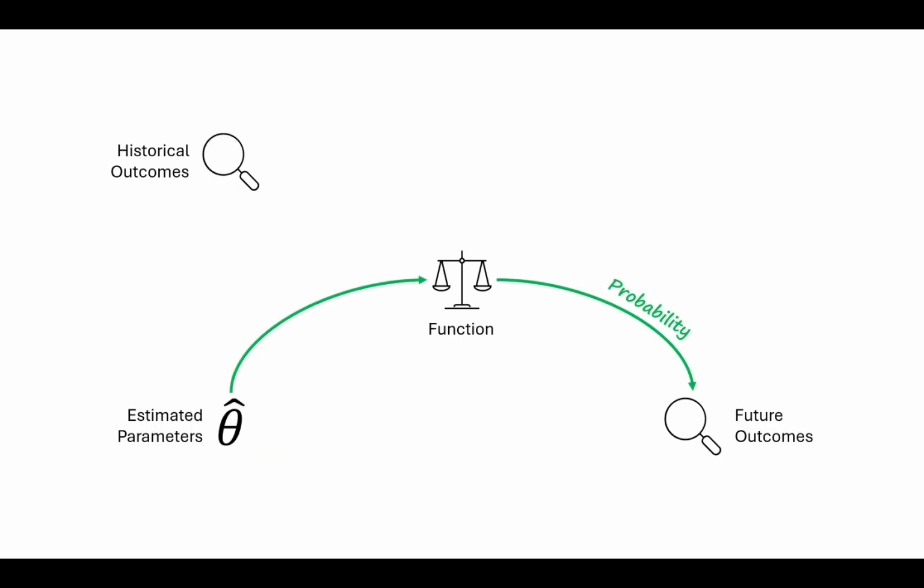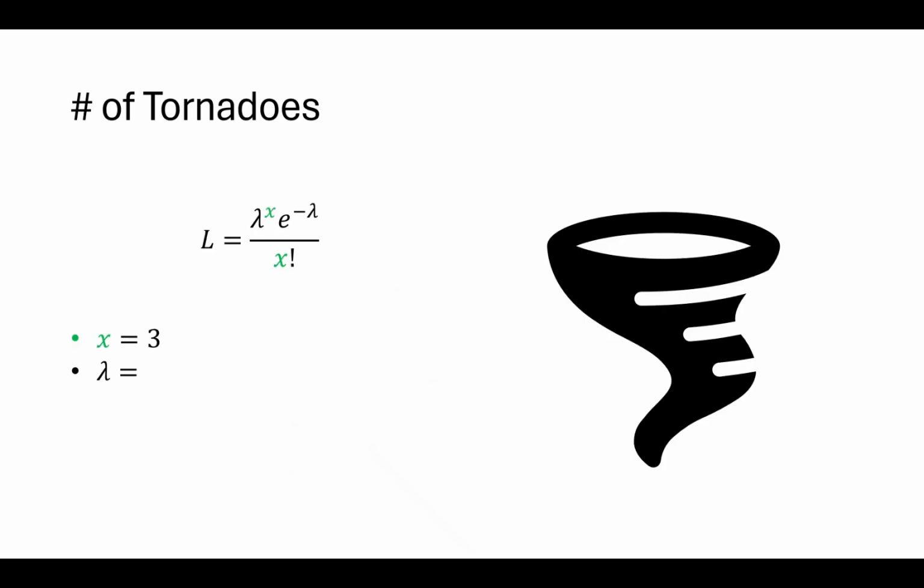In summary, we first use historical data to calculate the likelihood of certain parameter values. Once we have the most likely value, we use it to calculate the probability of future outcomes. Finally, what if you have multiple data points? For instance, what if instead of having only 1 year's worth of data, we observed 3, 2, and 5 tornadoes over the last 3 years respectively?